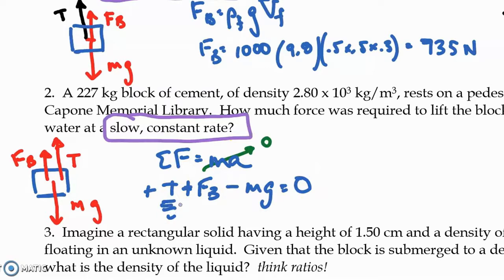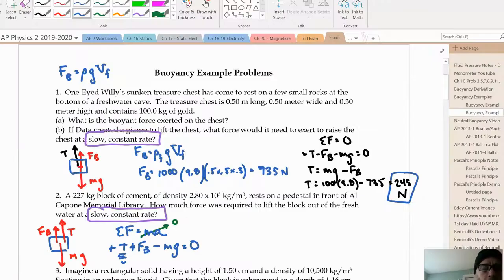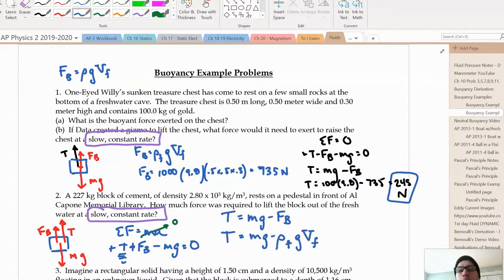You know what? I'm going to let you do that. Push pause and do it. All right, I'm hoping you got to here and then thought, oh, shoot. Wait, what? What do we plug in here? It gives us the density of the object. I see that right there, but it doesn't give you the volume displaced.